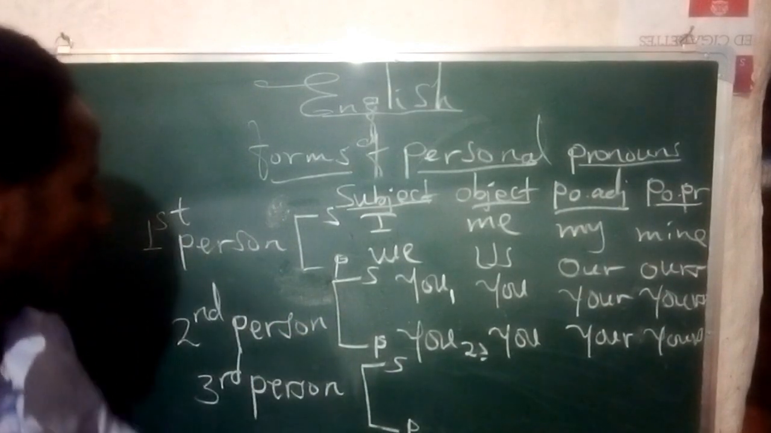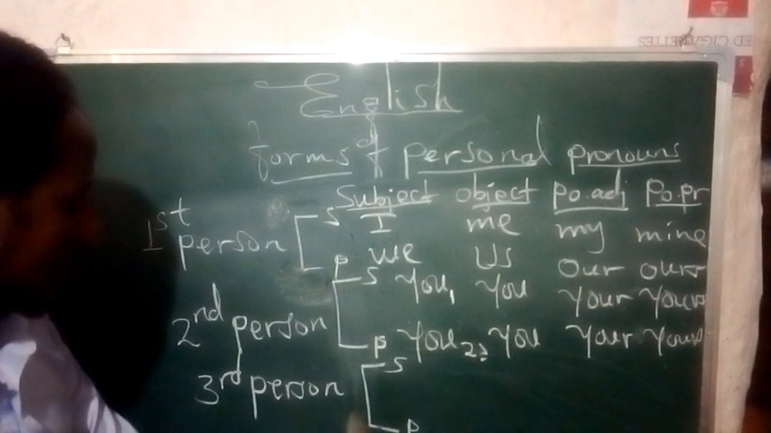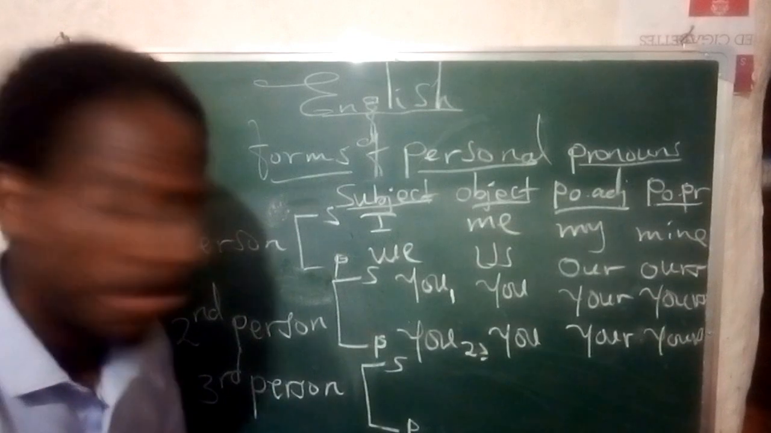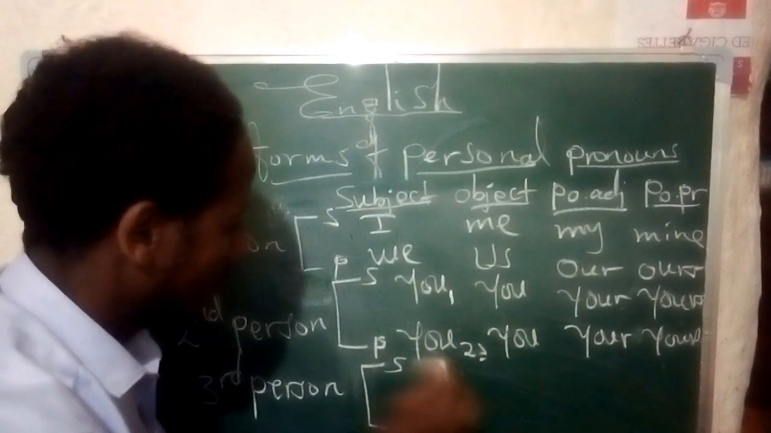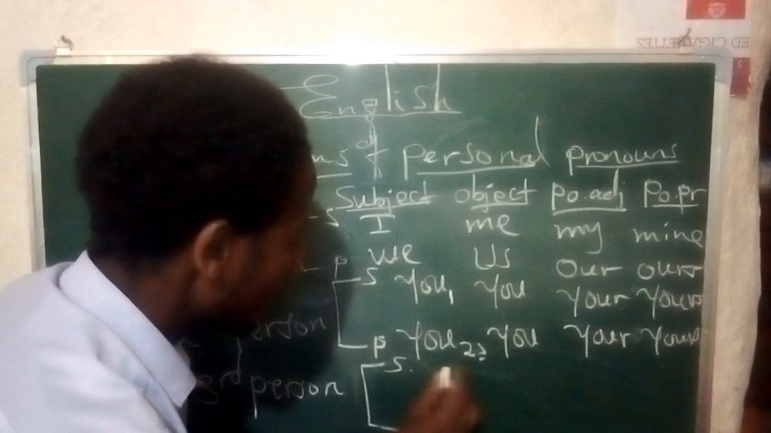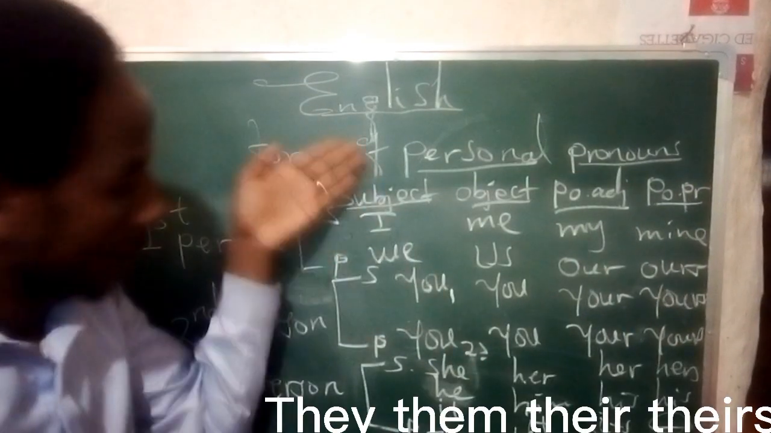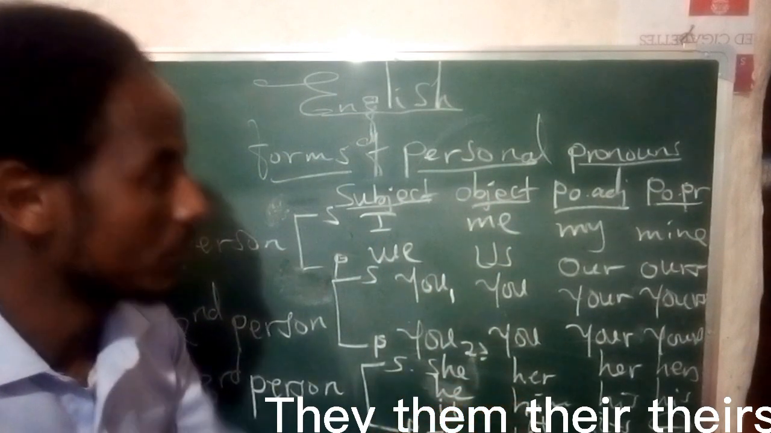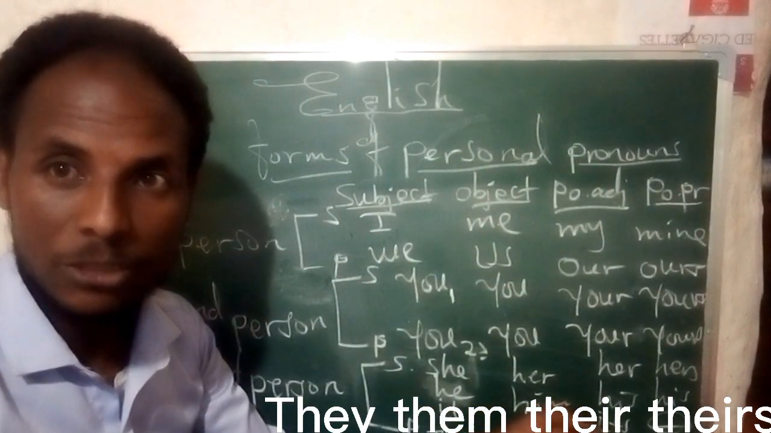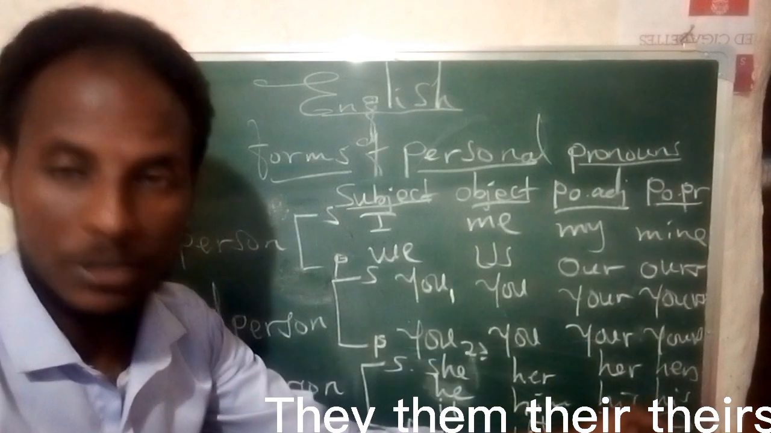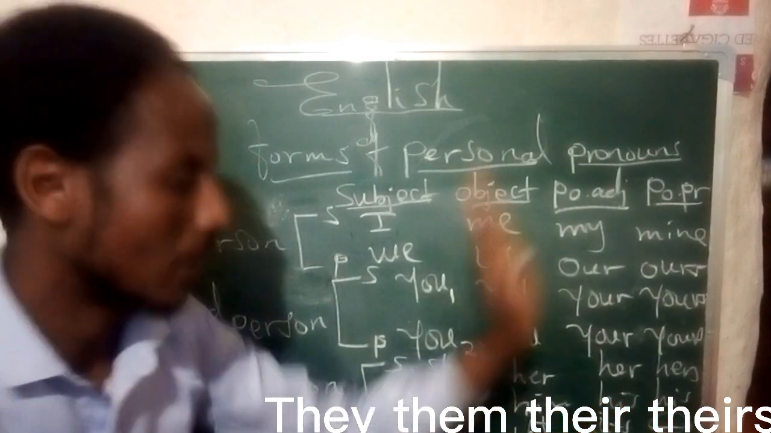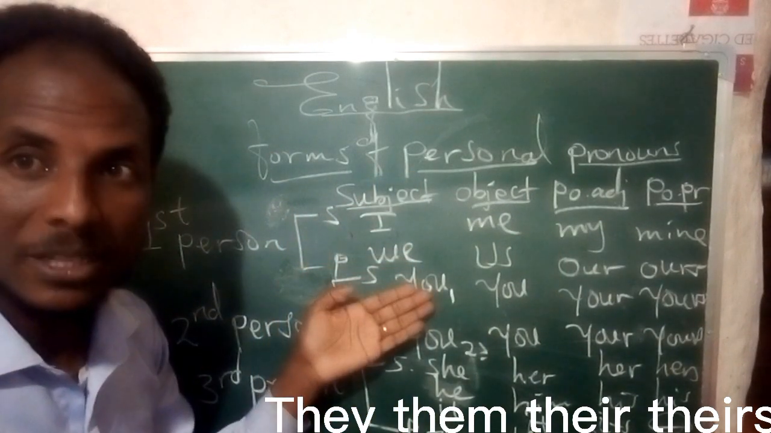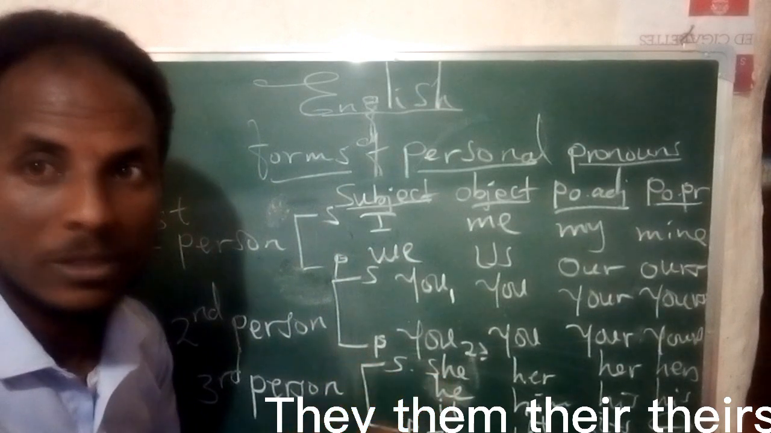Okay, and the third person. In the third person classification, the third person singular is she. This is the subject of the pronouns, this is the object, this is the possessive adjective, and this is the possessive pronoun. Okay. First person singular, plural, second person singular, plural, third person singular and plural.